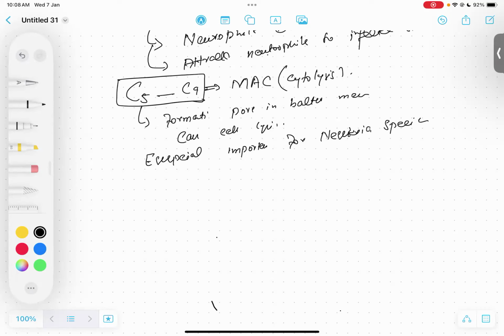So if a person has a deficiency of this MAC, then the person will have increased susceptibility to Neisseria infections. Okay, doctors. And the next one is opsonins. So the two main opsonins are C3b and IgG, and their function is to enhance phagocytosis.